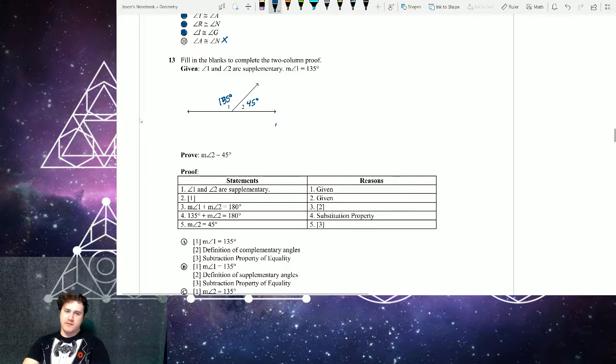First one was angle 1 and 2 are supplementary was given. Next one's the other given, which we know is measure of angle 1 equals 135 degrees. Then it says measure of angle 1 plus measure of angle 2 equals 180 degrees. We know that because they are supplementary, so this is definition of supplementary.